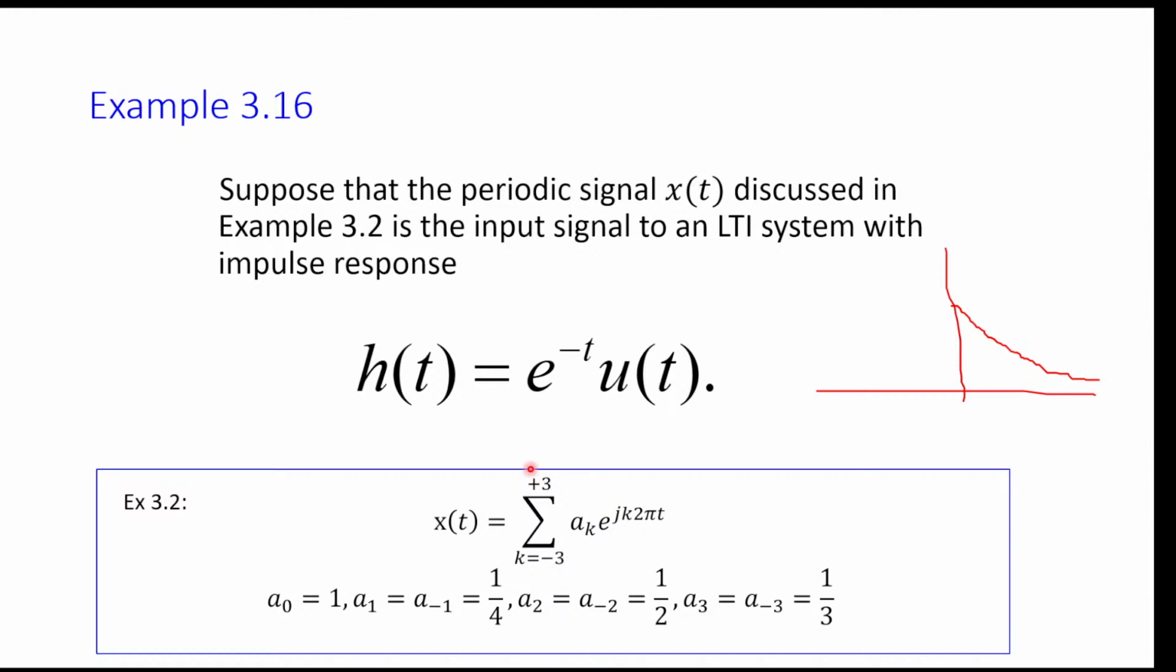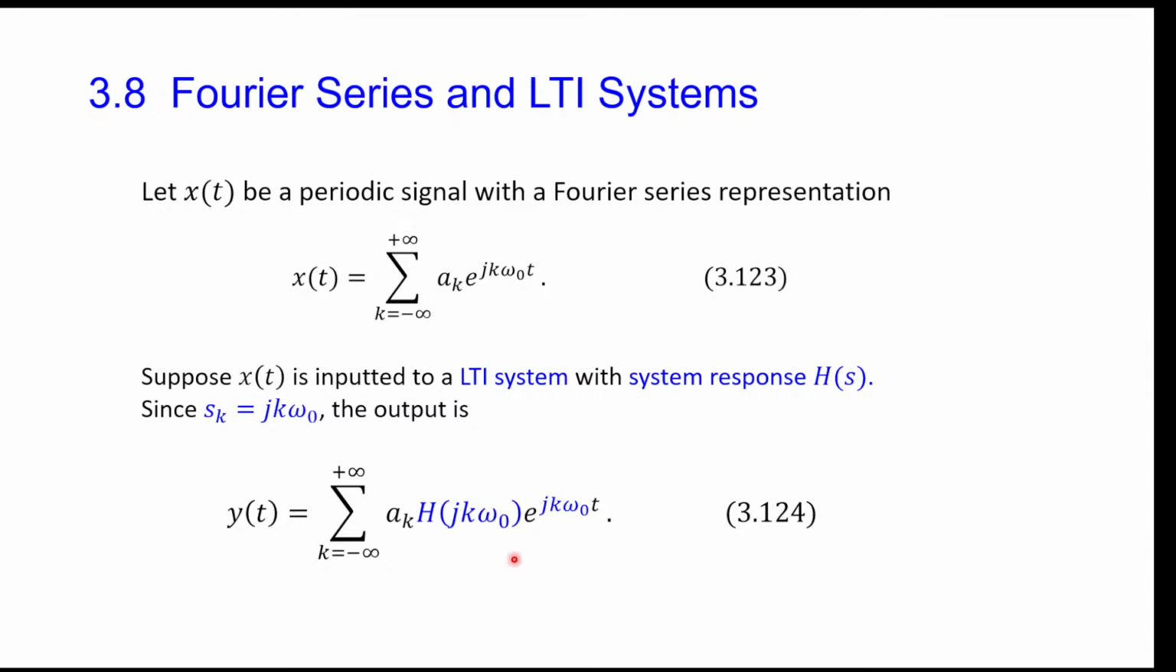k equals minus 3 to 3, a_k equals e to the jk omega naught t, with omega naught equal to 2 pi, and the a_k are listed here. So a_0 equals 1, a plus minus 1 equals 1/4, a plus minus 2 equals 1/2, a plus minus 3 equals 1/3. Okay, and so we want to use this equation to calculate the output y of t.